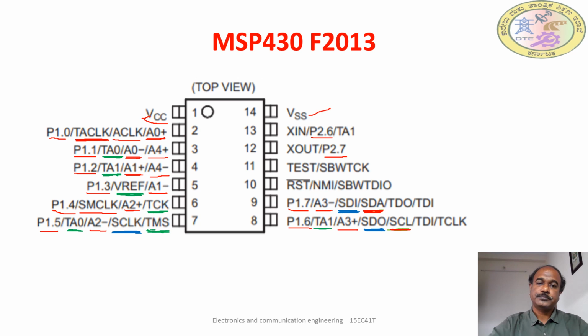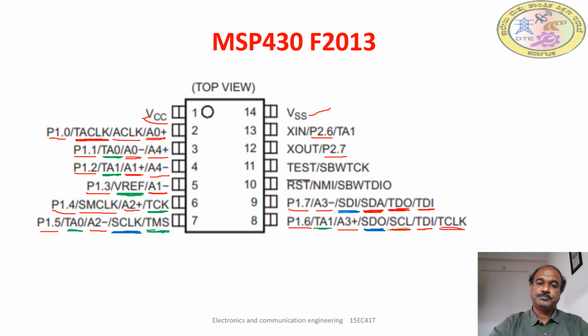Then we have TDO, test data output, and test data input. So this TDI is available here also, and this test clock. These are related to the JTAG functionality. The JTAG interface is used for programming this device. Suppose I have written the program on my PC and I want to put that program in this IC. I can place my program into this IC by using the JTAG interface. For that purpose we are going to use this TDO, TDI and TCLK, test clock.